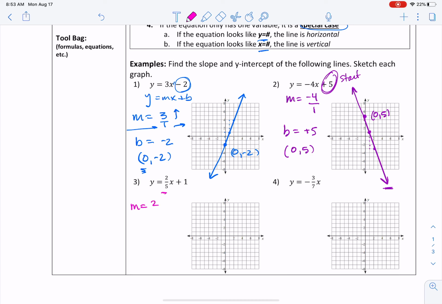M equals 2 over 5. Fractions are okay. It's actually easier when you have a fraction for a slope because then you don't have to worry about forgetting the 1. And our y-intercept is positive 1, or the point 0, 1. This 0 will always be there because it has to be on the y-axis. And so the only way to be on the y-axis is to not go left or right. So we start at the point 0, 1. That's right here.